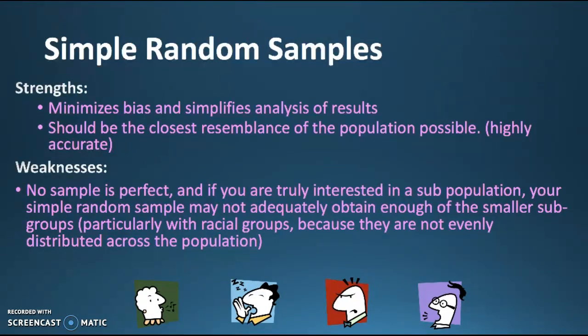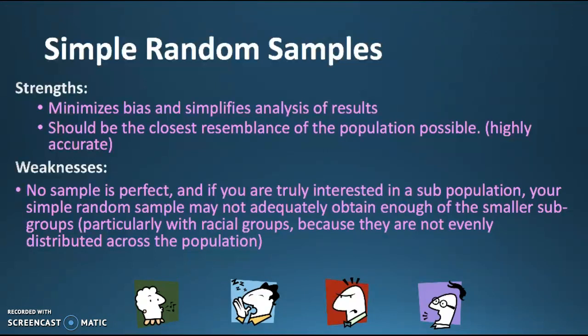Strengths and weaknesses. Number one, it minimizes bias and simplifies the analysis of the results. Many statistical analyses are made possible because you have a simple random sample. It should be the closest resemblance of the population, highly accurate. The weaknesses are it's not going to be perfect, no sample is.